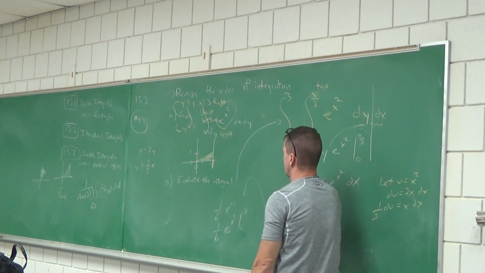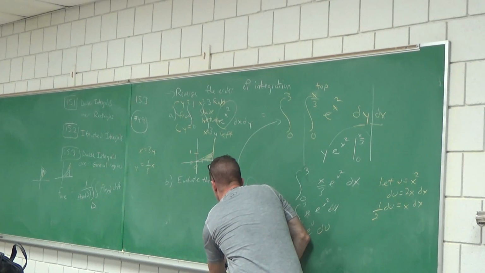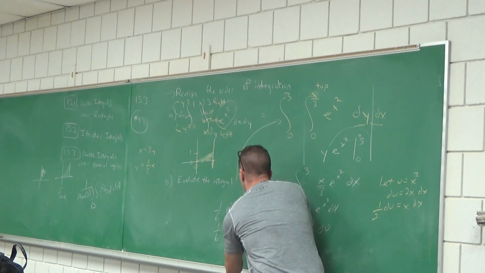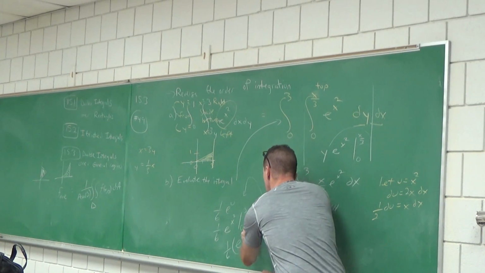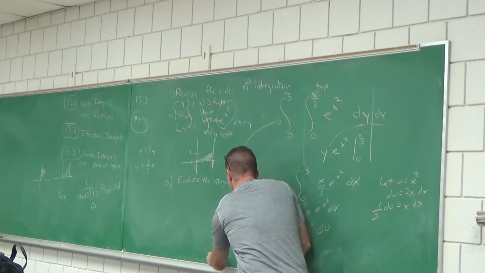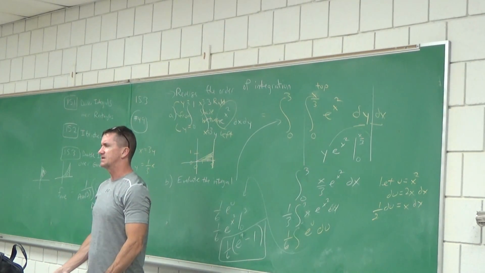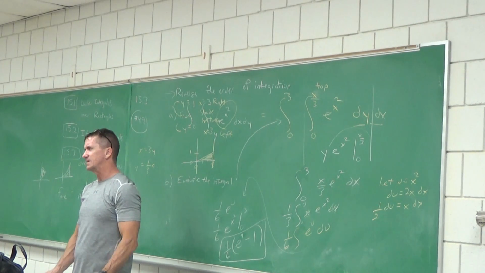So what's this answer? 1/6 times (e to the 9th minus 1). Good. E to the 0 is just 1. You just leave it like that on your problem sets or your tests. The one I have in a practice set, there's one like that.